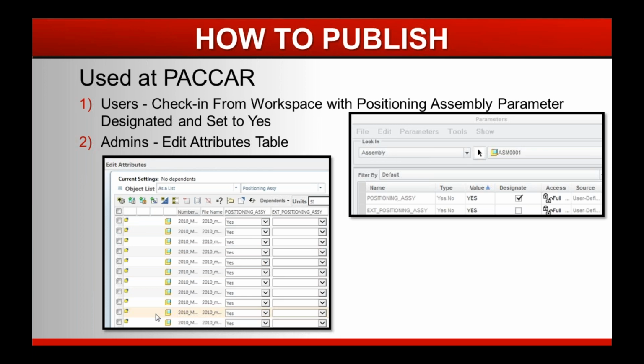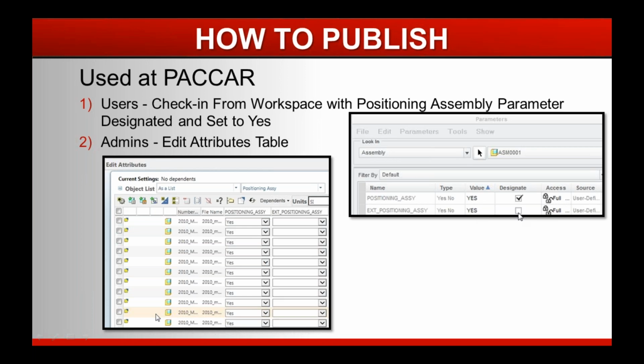We don't have much customization for publishing set up. From the standpoint of a user, the users just check their Creo Parametric files into Windchill, and we have this positioning assembly parameter in our start part, and the key thing is it's designated, so Windchill sees this attribute on check-in and sends it to the publisher. Now you'll notice that we have extended positioning assembly also listed here, but it's not designated.